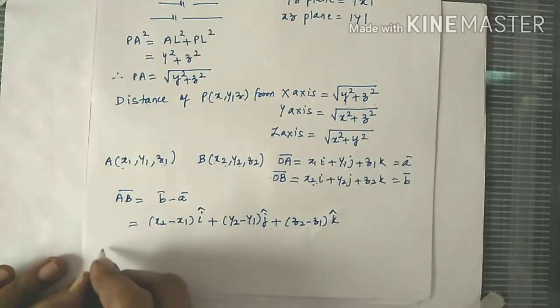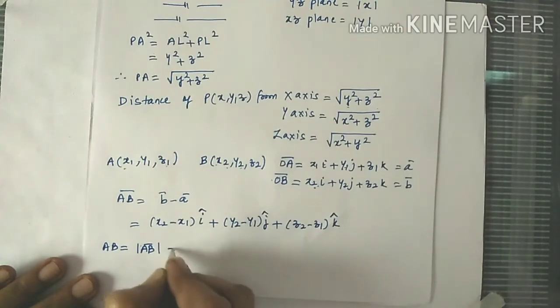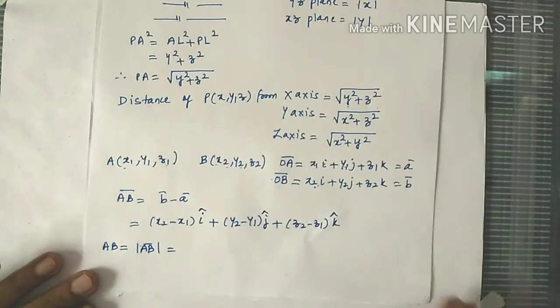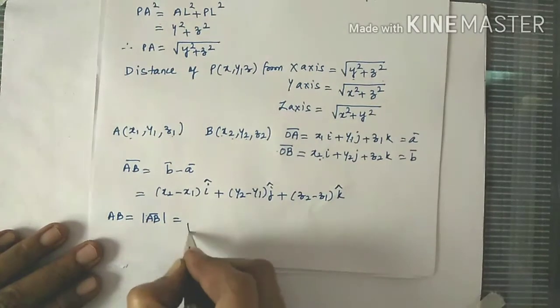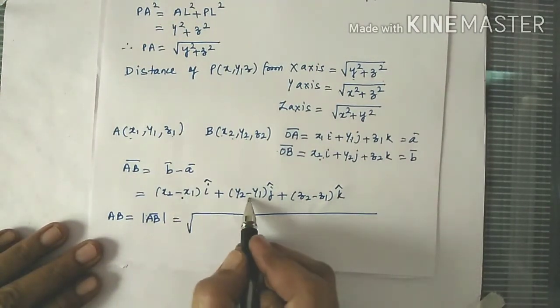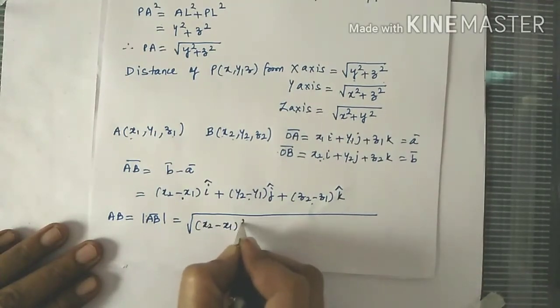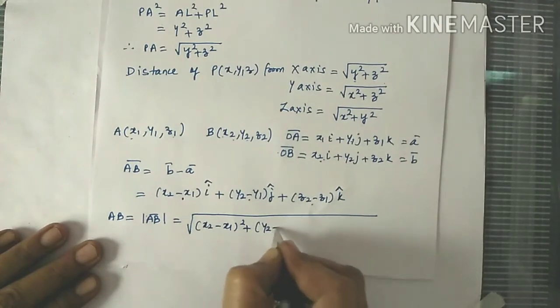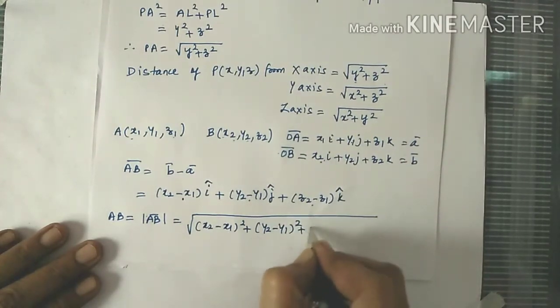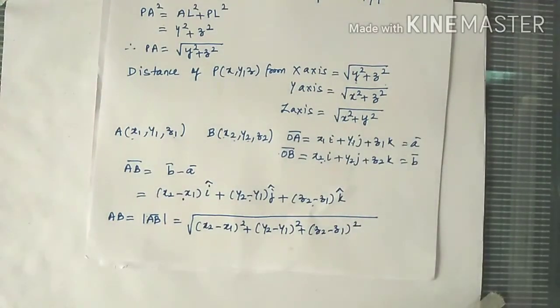And length AB is modulus of AB bar. Now to find modulus, if we have position vector, then what we do is we write root and then we write coefficient of i square plus coefficient of j square plus coefficient of k square. So that will be x2 minus x1 square plus y2 minus y1 square plus z2 minus z1 square. So this is distance AB, which is nothing but extension of distance formula in 3 dimension.